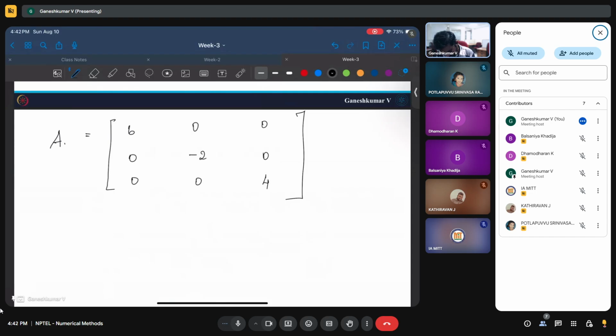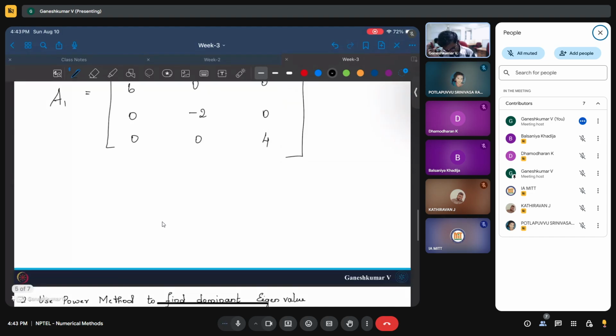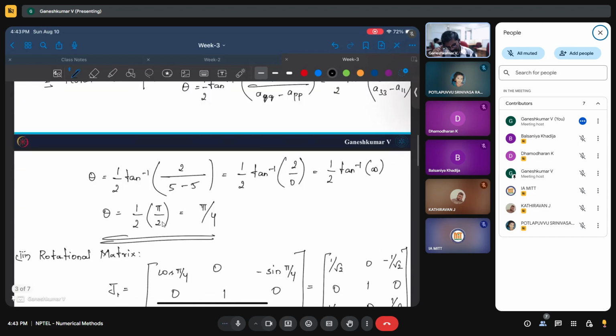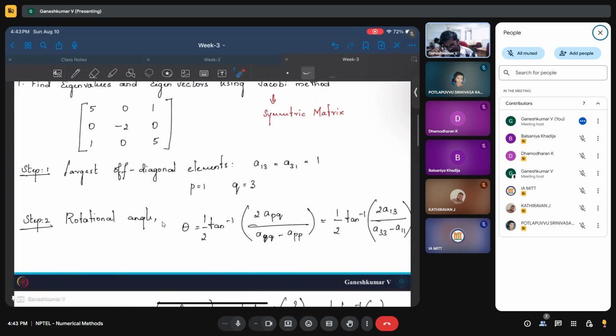This is your A1, and what you got is already a diagonal matrix, which means the eigenvalues are 6, minus 2 and 4. So sometimes you may not end up with it in the first iteration itself. You may need to do 1 or 2 iterations. In this case, if you look at this matrix, some of the off diagonal elements are already 0, so you need not repeat them.